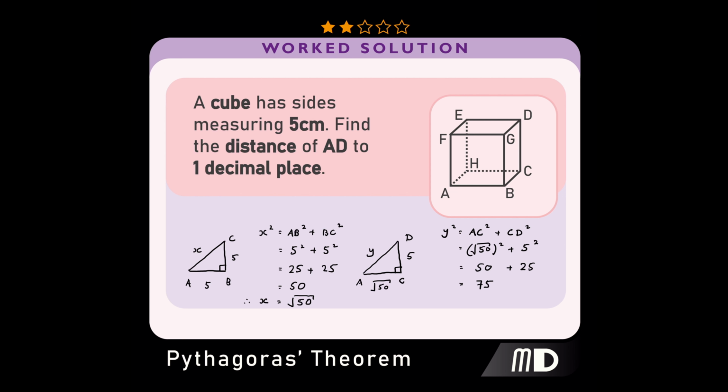Taking the square root of both sides of the equation gives us y equal to the square root of 75, which gives us a value of y equal to 8.7 rounded to 1 decimal place. So the length of AD and the answer to this question is 8.7 rounded to 1 decimal place.